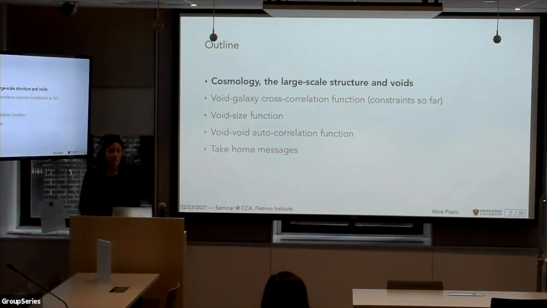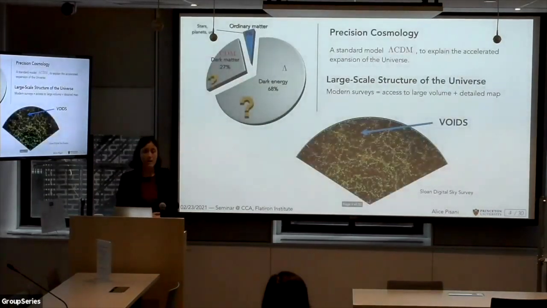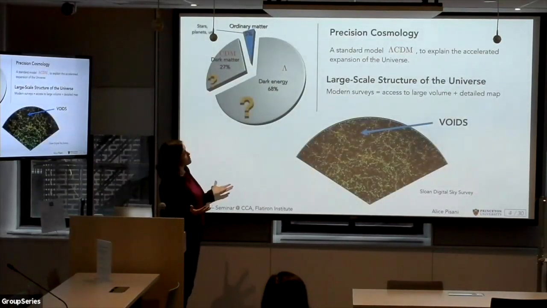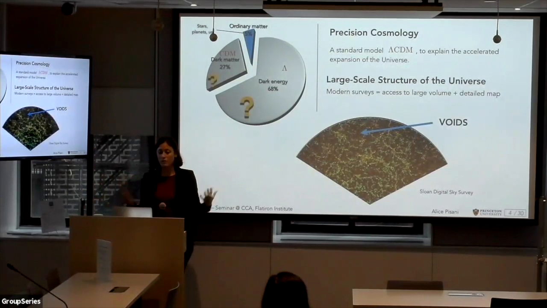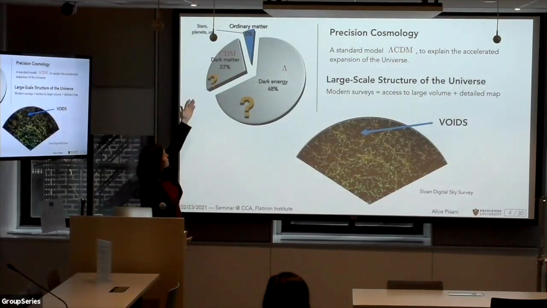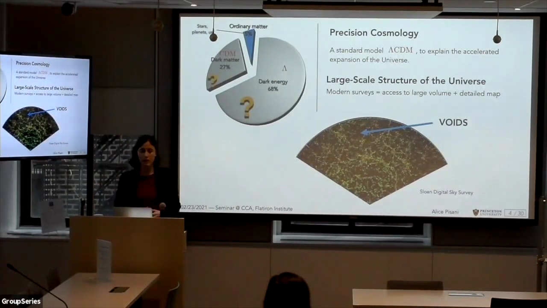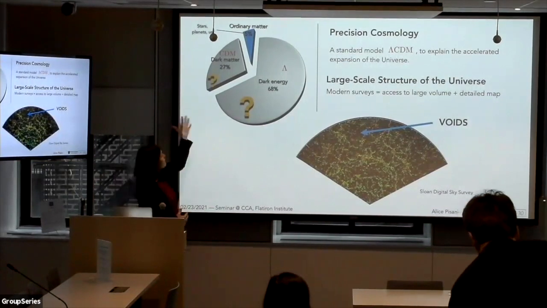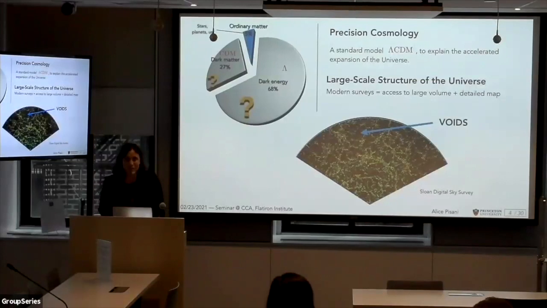So let's start with cosmology, the large-scale structure, and voids. We are nowadays in the era of precision cosmology. We have a standard model called lambda CDM that explains that our universe is in an accelerated expansion. And we know that this universe is composed of 27% of dark matter, 5% of ordinary matter, and 68% of dark energy.